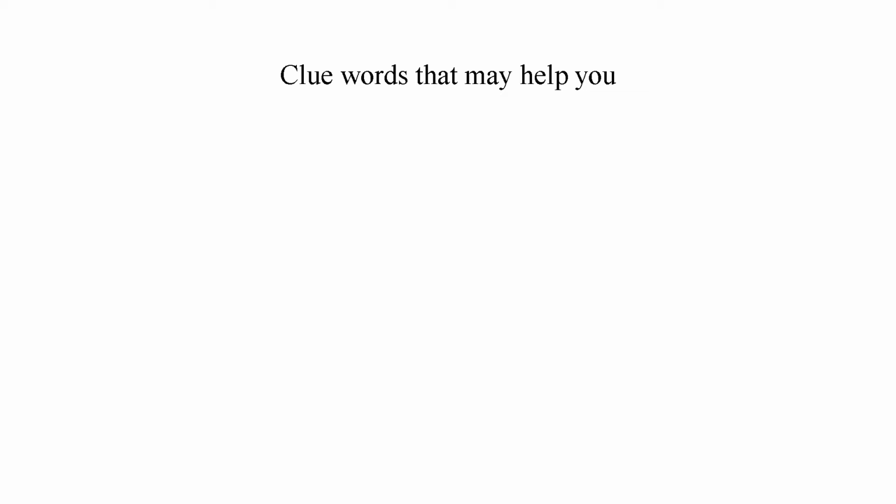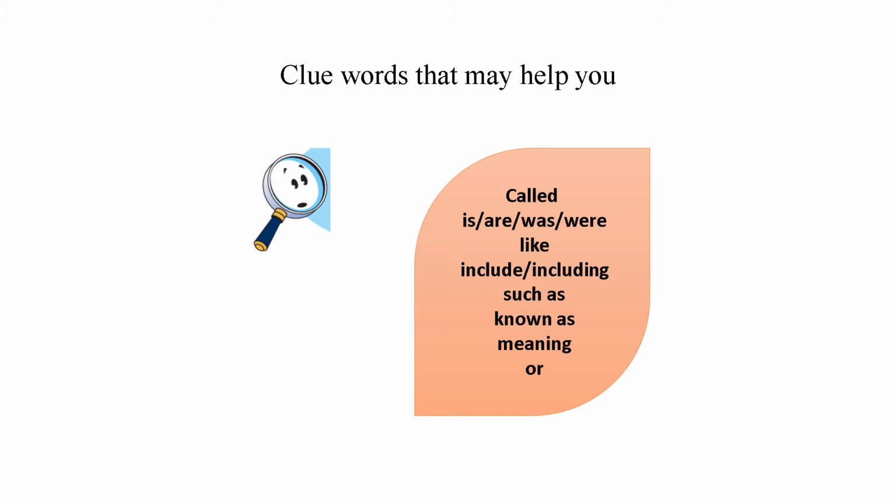At first, some words in a sentence will tell you exactly what a word or a phrase means. For example: called, is, are, were, was, like, include, including, such as, known as, meaning, or.